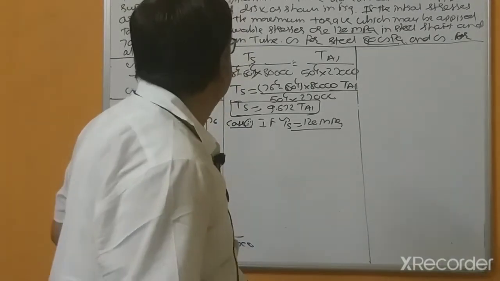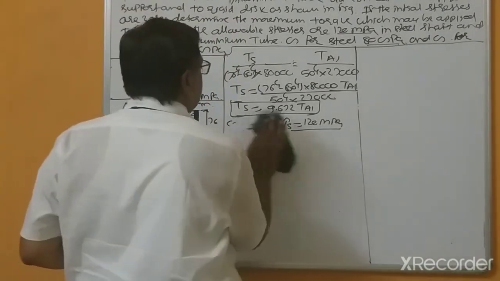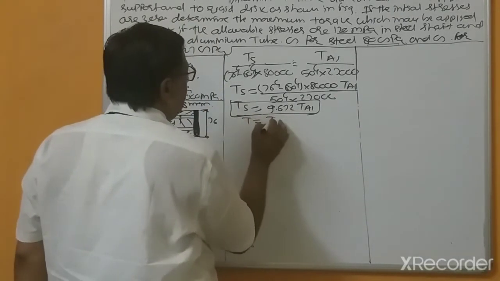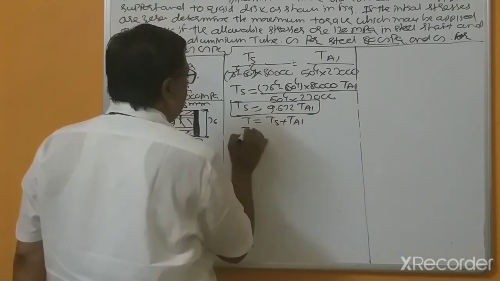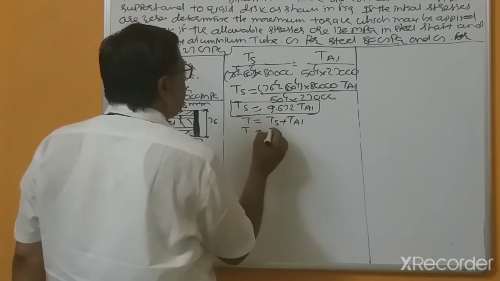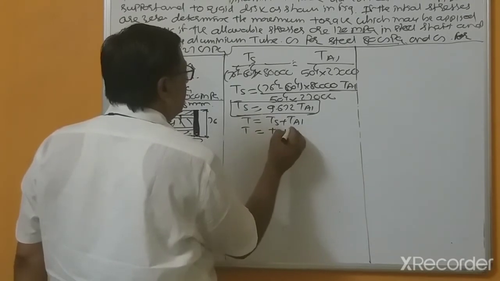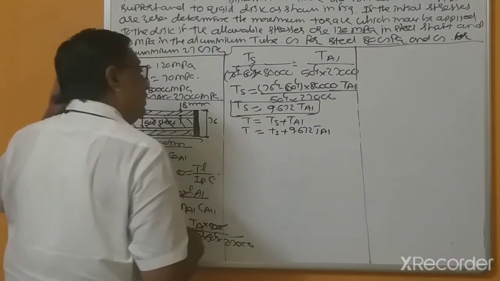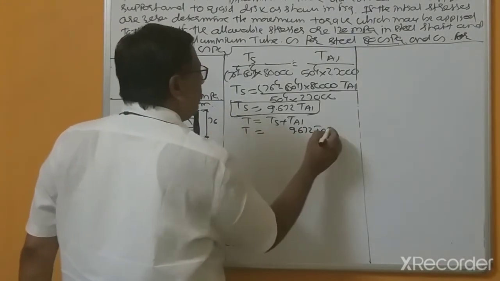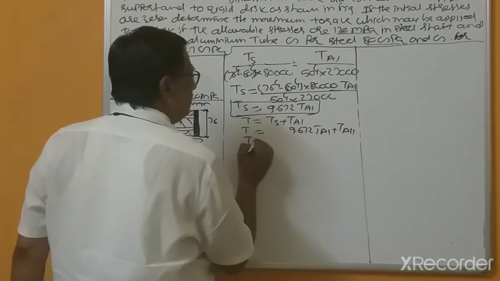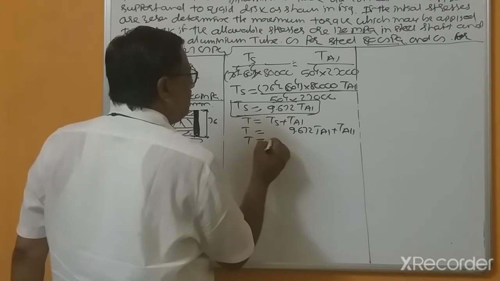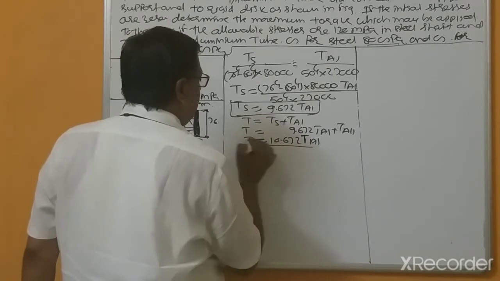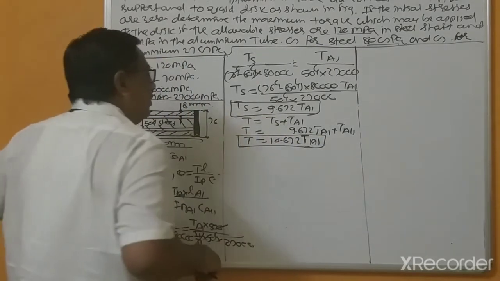Okay, so before this, T equal to Ts plus T aluminum, and this Ts equal to 9.672 T aluminum. So plus, this is T aluminum, T equal to, right?